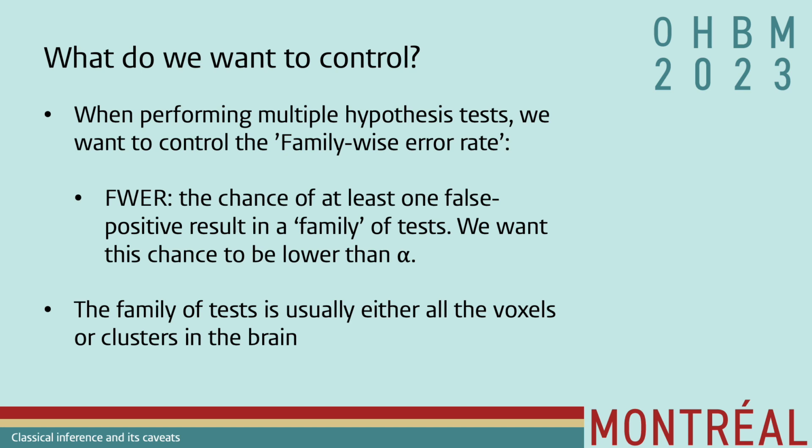So the chance of making false positive decisions is now decided on the family of tests, so it's corrected across the entire family that we choose. And the family of tests is usually either all the voxels in the brain or all the clusters in the brain, but there are multiple options.